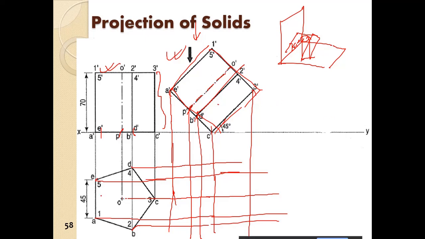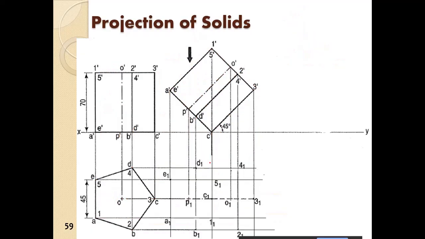This is the first step, step 1. This is the second step, step 2. And this is the third step, step 3. And this is the fourth step, step 4. So we drop the vertical projectors down and horizontal projectors to the right. So we have the projectors here.